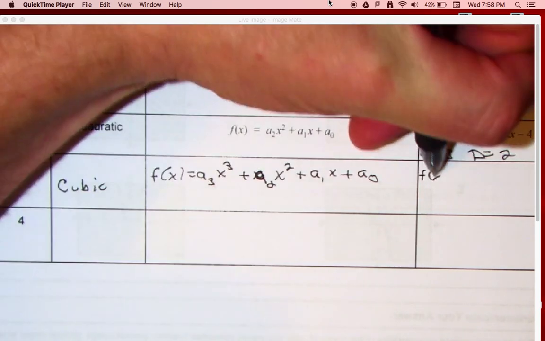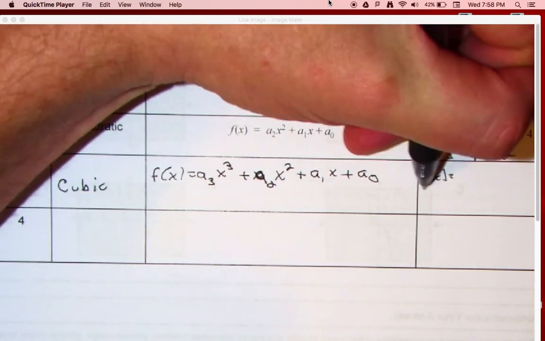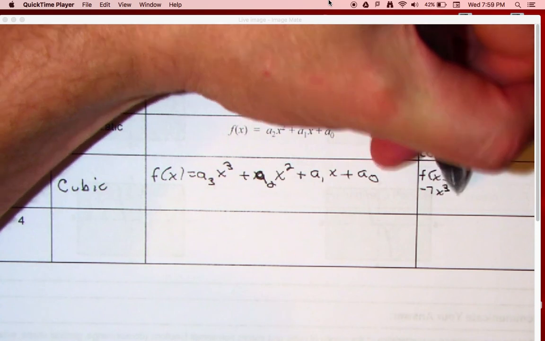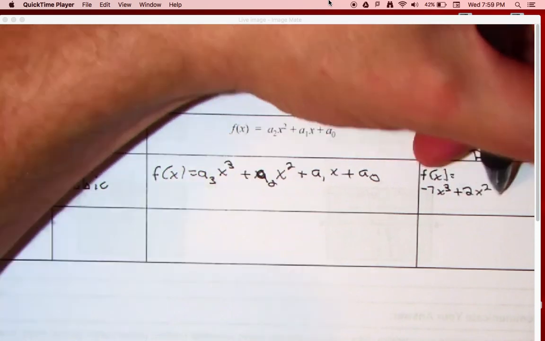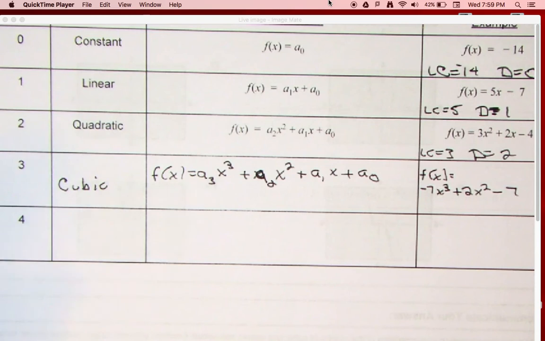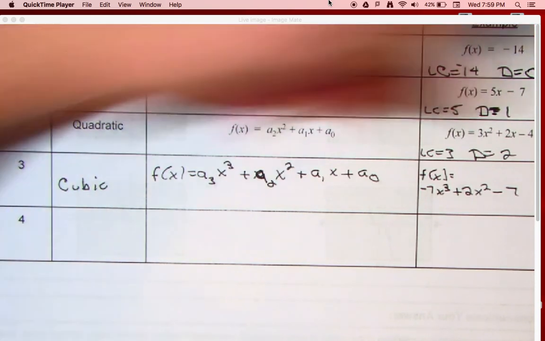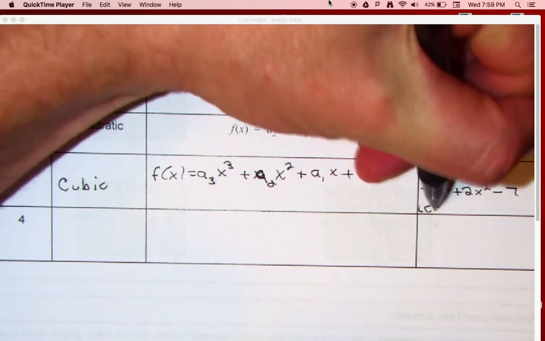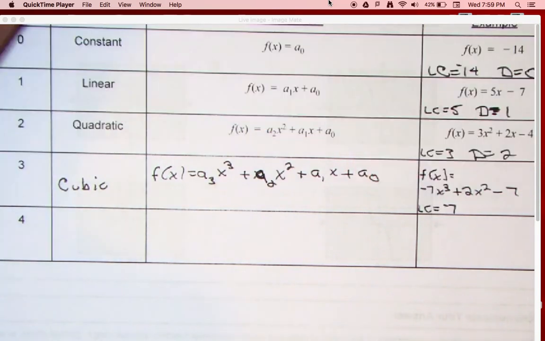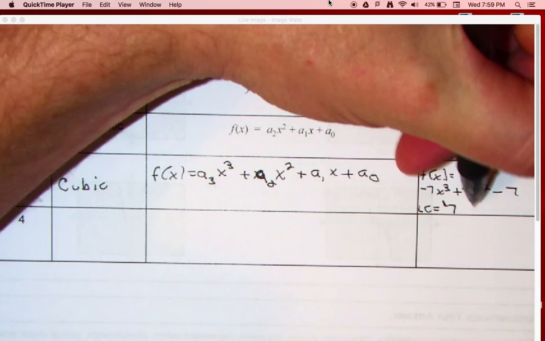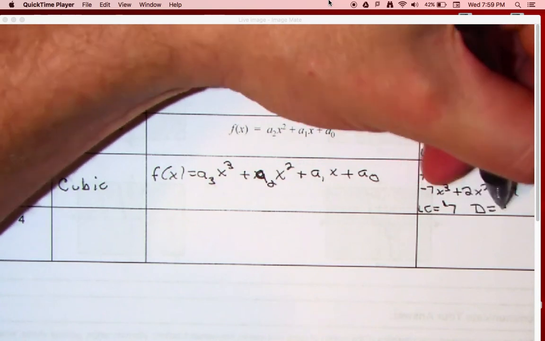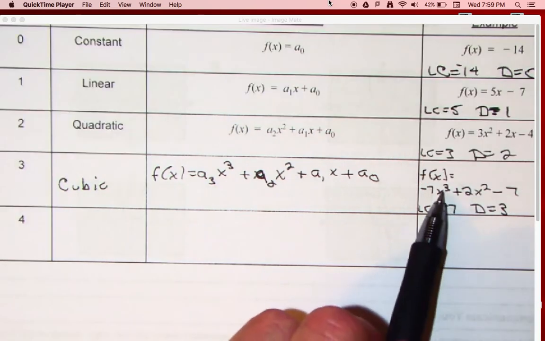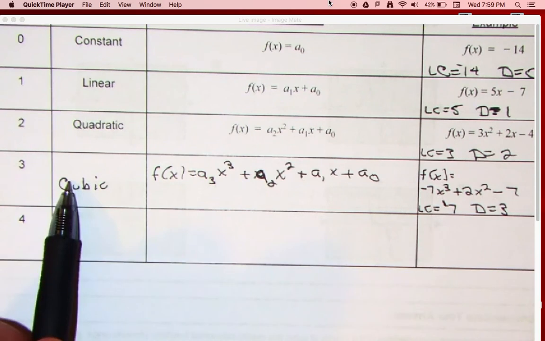So an example would be negative 7x to the third plus 2x squared minus 7. Notice there's no x in there, but really there is. There's a 0x. Here, once again, if we look at our leading coefficient, it is negative 7. And our degree here is 3. Okay, highest exponent is 3. We call those cubic functions.